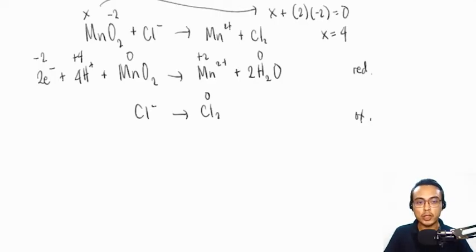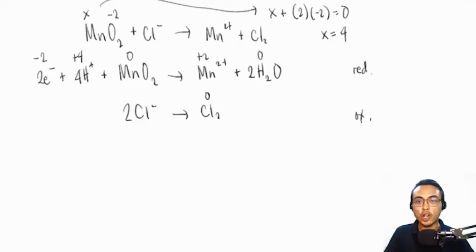Let's do the same for the second half reaction. We have Cl minus yields Cl2. Let's first balance the mass. We need to balance the number of chlorine atoms. On the reactant side, you have 1. On the product side, you have 2. So we simply multiply Cl minus by 2. There are no oxygen, there are no hydrogens, so this equation is already done with the mass balance.